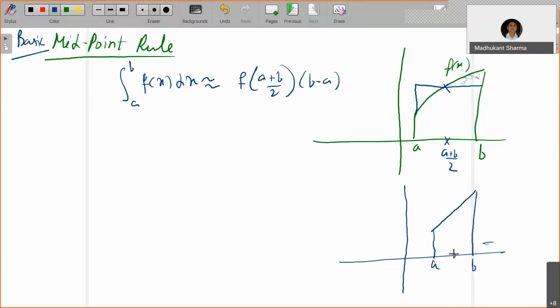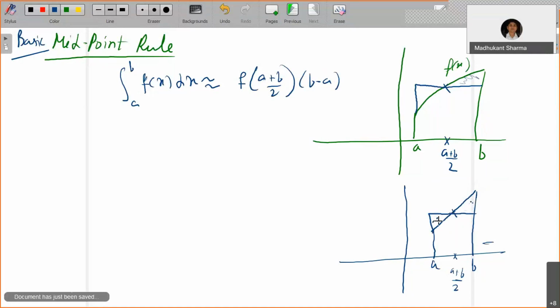And if you look at the midpoint, let's say (a plus b) by 2, you have this point. So if you draw the rectangle, what will happen here? In this case, this includes this part, but this excludes this part. But due to the symmetry, this and this have the same area.